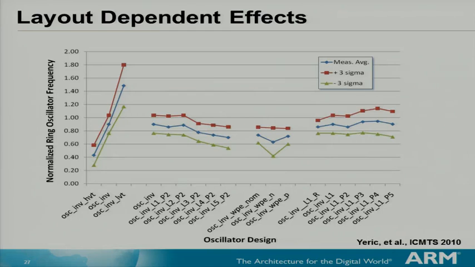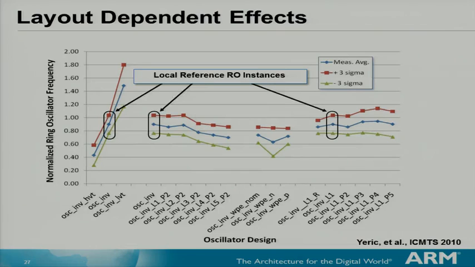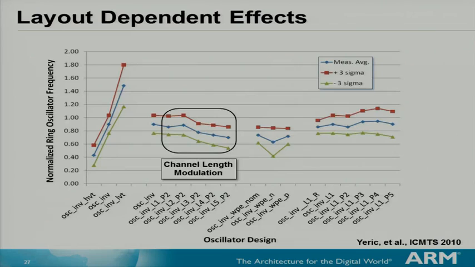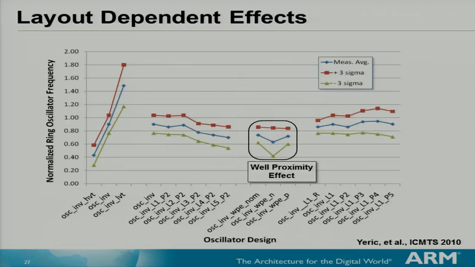The result is from a sub-40 nanometer test chip, and this shows normalized ring oscillator frequency across different oscillators. And these are local reference ring oscillator instances. Here we're looking at channel length modulation. That's basically just changing the channel length. Obviously, the frequency goes down as you increase your length.